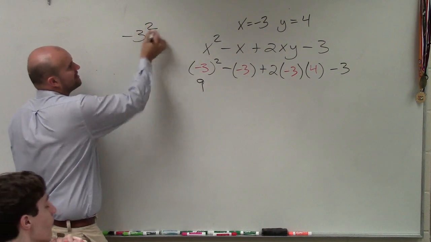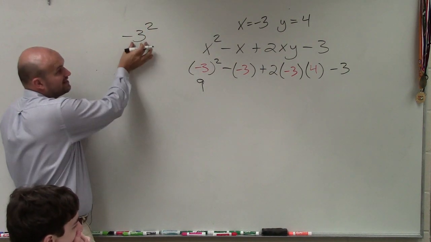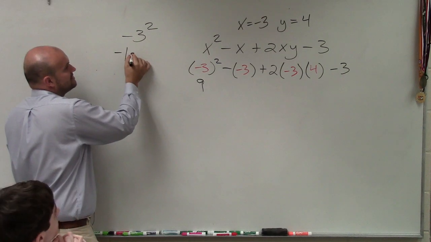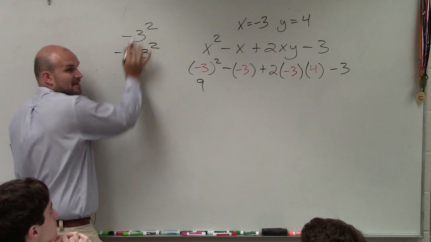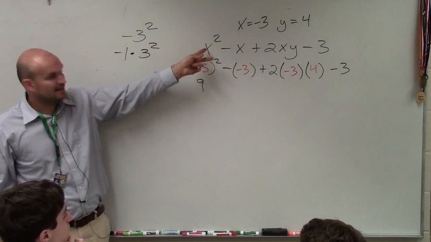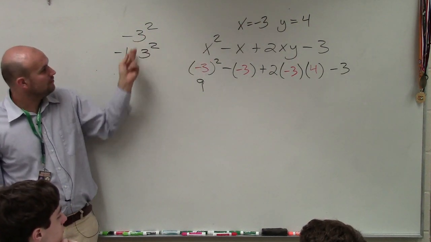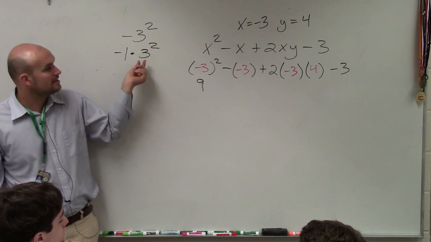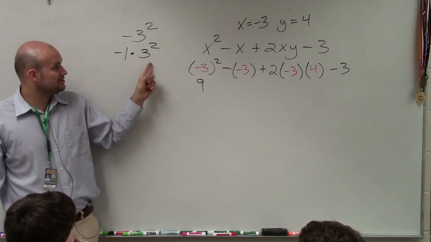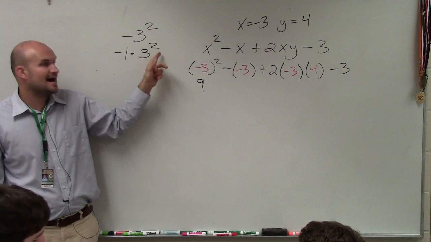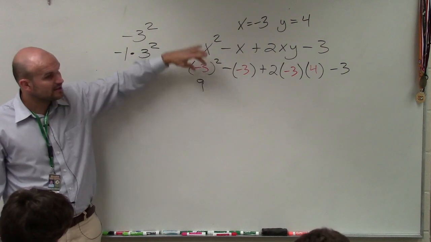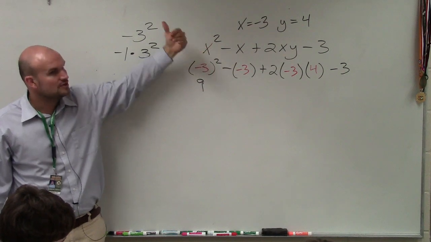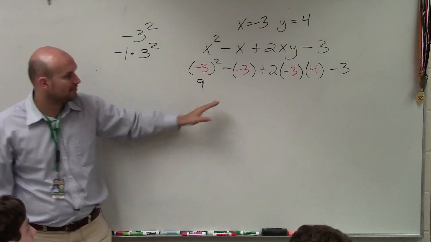If you just wrote it like this, what this really states is -1 times 3 squared. That means these are the same thing. So if you just put a -3 in there and you wrote it like this, well, basically that means this, which if you were to follow your order of operations, you would do the exponent first, which would be 9, times -1, which would be -9, not 9. So it's very important to follow the parentheses so you don't make a mistake on your order of operations.